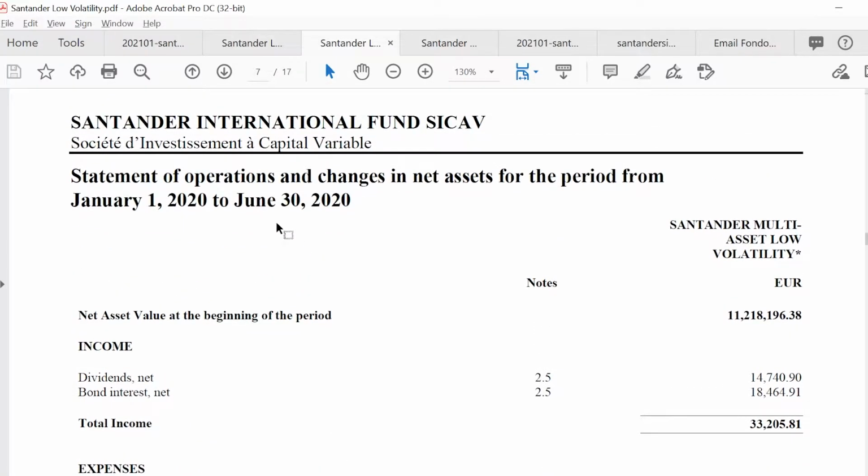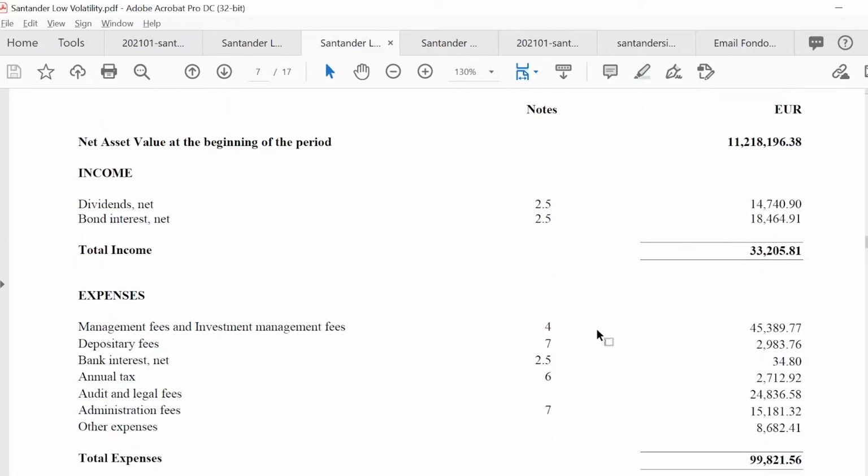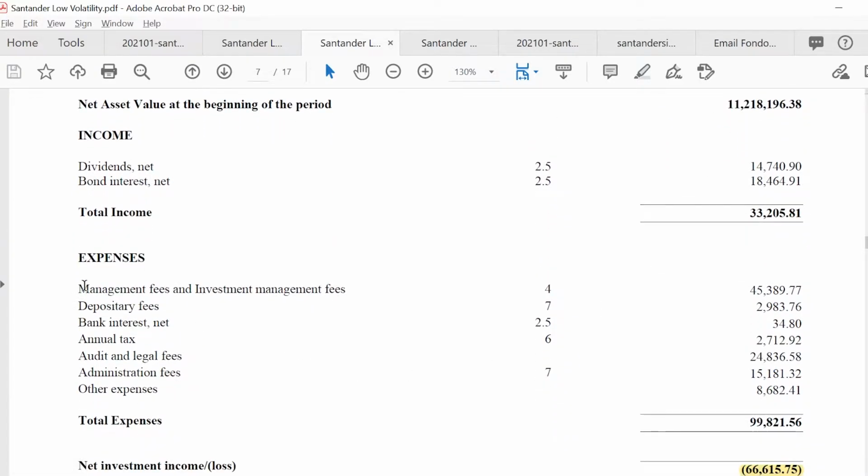But here is an interesting thing. I went to check the income statement of this fund, the Santander Multi-Asset Volatility. And if you see income, which is what you expect to receive when you invest in bonds, as I said, it is 33,000 euros on this half year, from January to June 2020. On 11 million invested, they get 33,000. But here is what's interesting. The expenses of the fund, in between management fee, which they showed was 0.35, which looks nice.